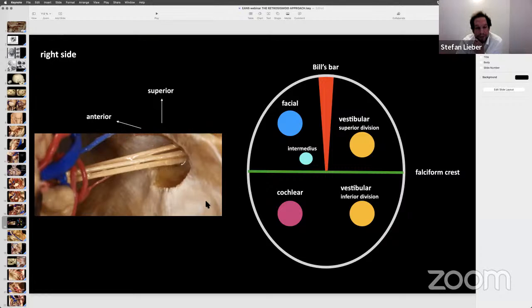Bill's bar and the falciform crest are bony lamellae, which can also be seen on high resolution CT, which essentially divide the fundus into these aspects, with the facial and intermedius nerves running anterosuperiorly, the cochlear nerve anteroinferiorly, and the inferior division of the vestibular nerve most posteriorly from the retrosigmoid perspective.